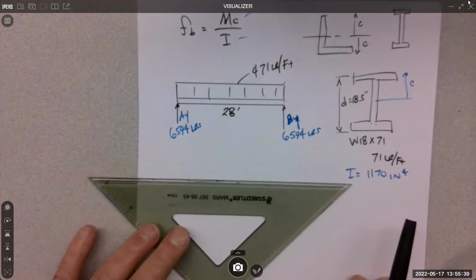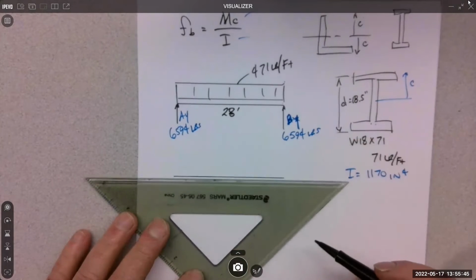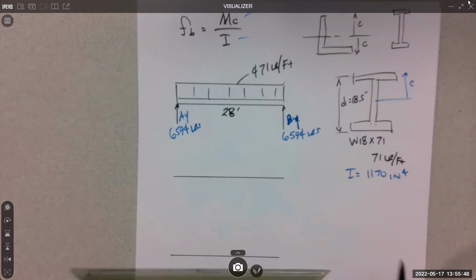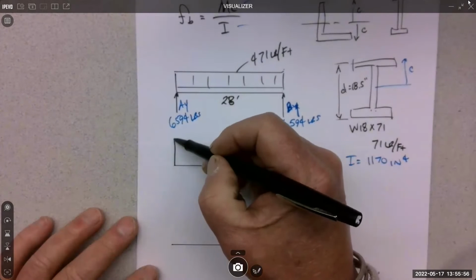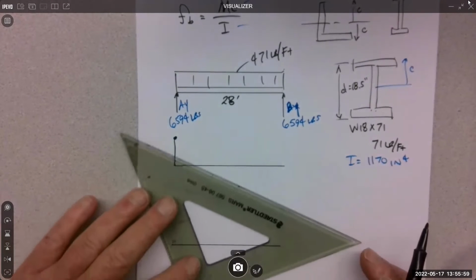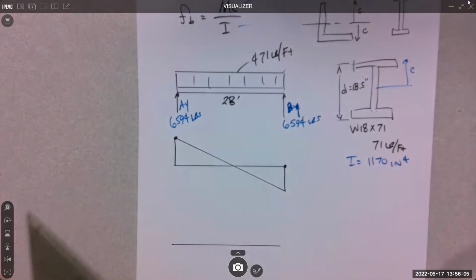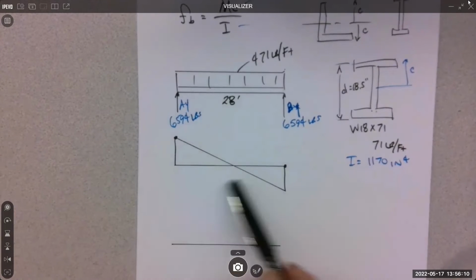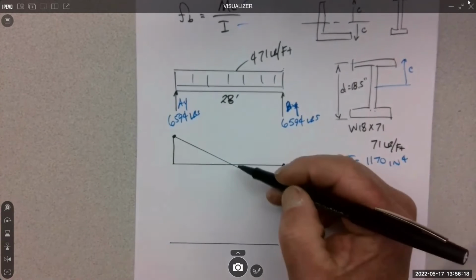You all can draw the shear diagram and the moment diagram. All right. Goes up, comes down at some slope, and goes up. And again, since we see symmetry in the load, we're going to see symmetry in the shear curve. We're going to see symmetry in the moment curve. So I know the moment is maximized here.